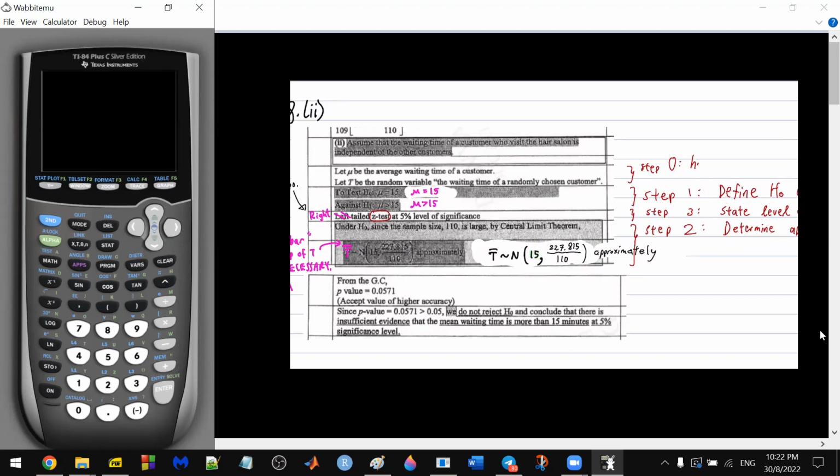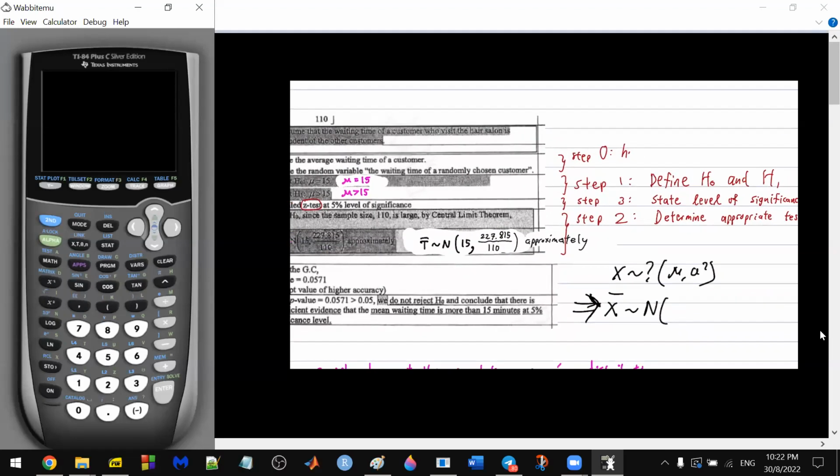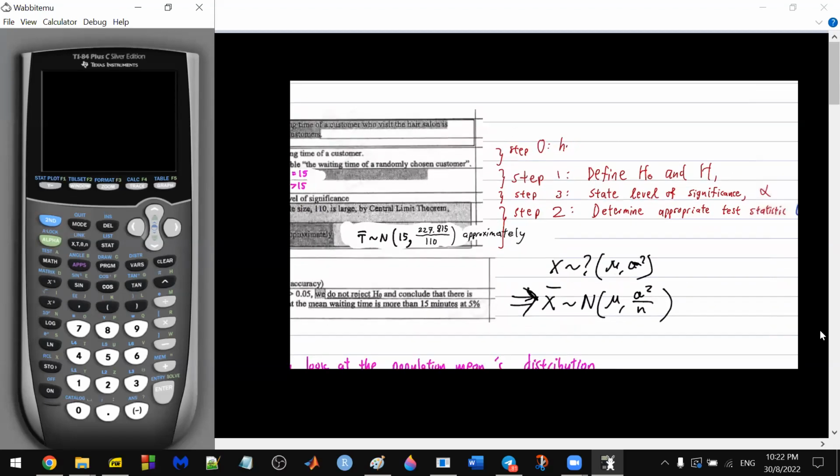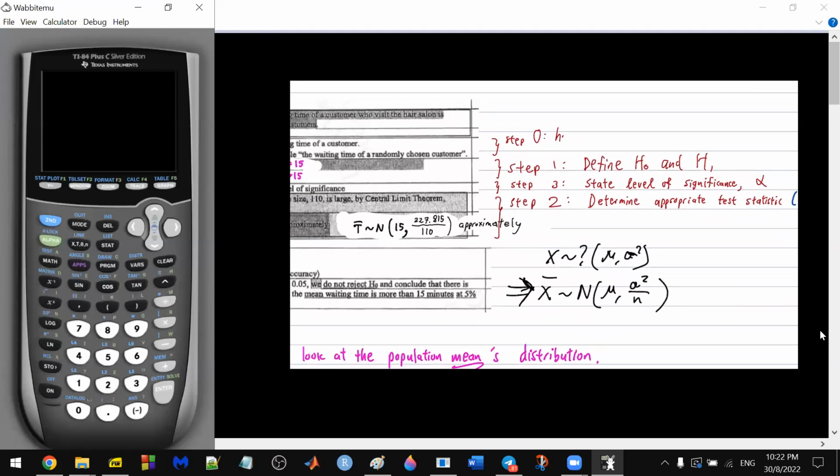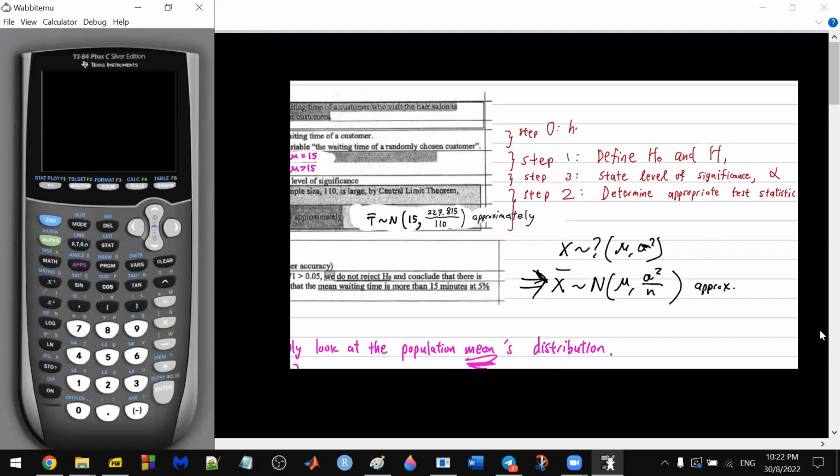If X follows some distribution with mean mu and variance sigma square, by CLT, X bar will follow a normal distribution. What's the mean? The mu. What's the variance? The sigma square over n. Okay, good. This is approximately, by CLT, when n is large.